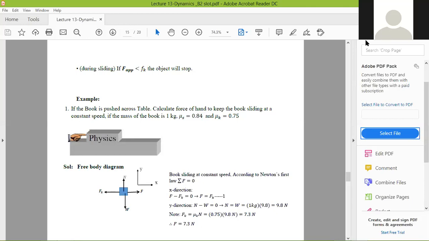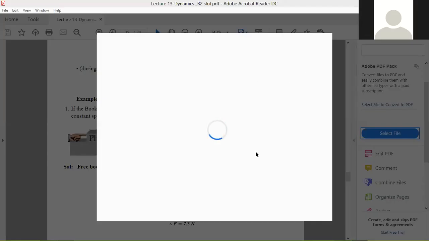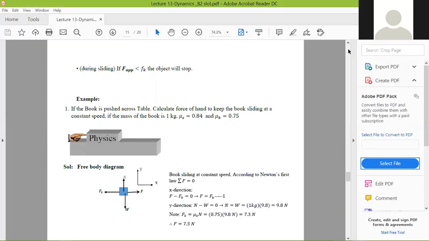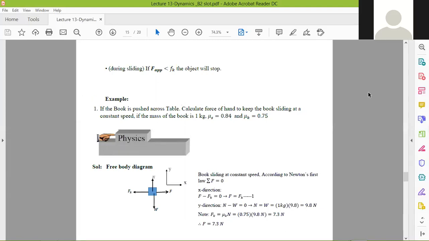Okay, so we have that. If you look up on this example, you will see that.